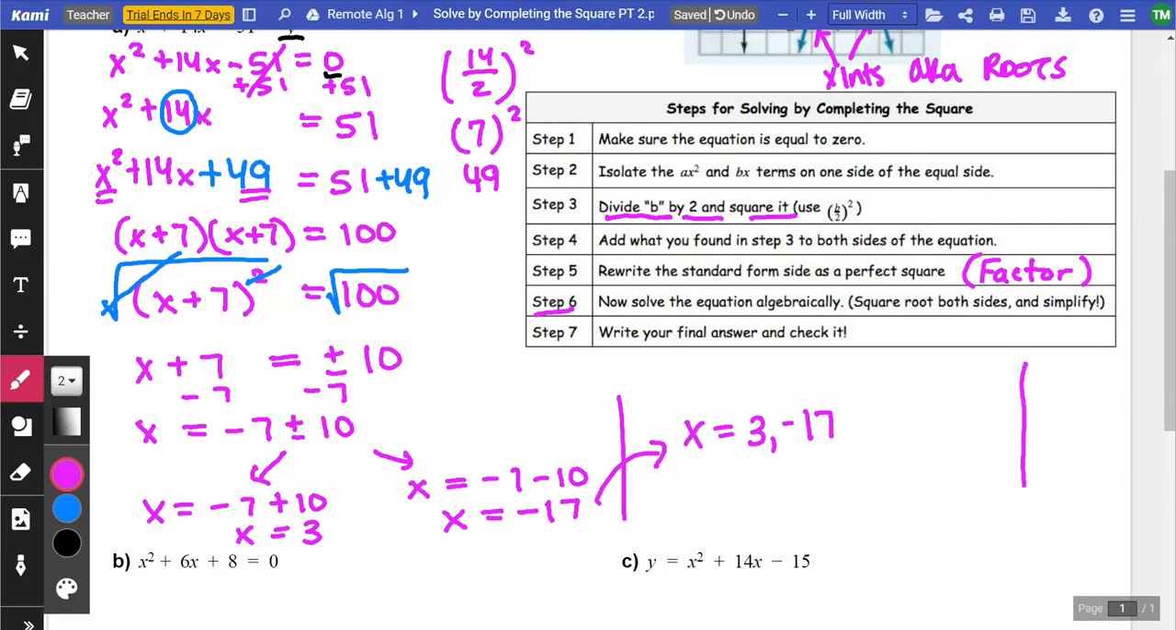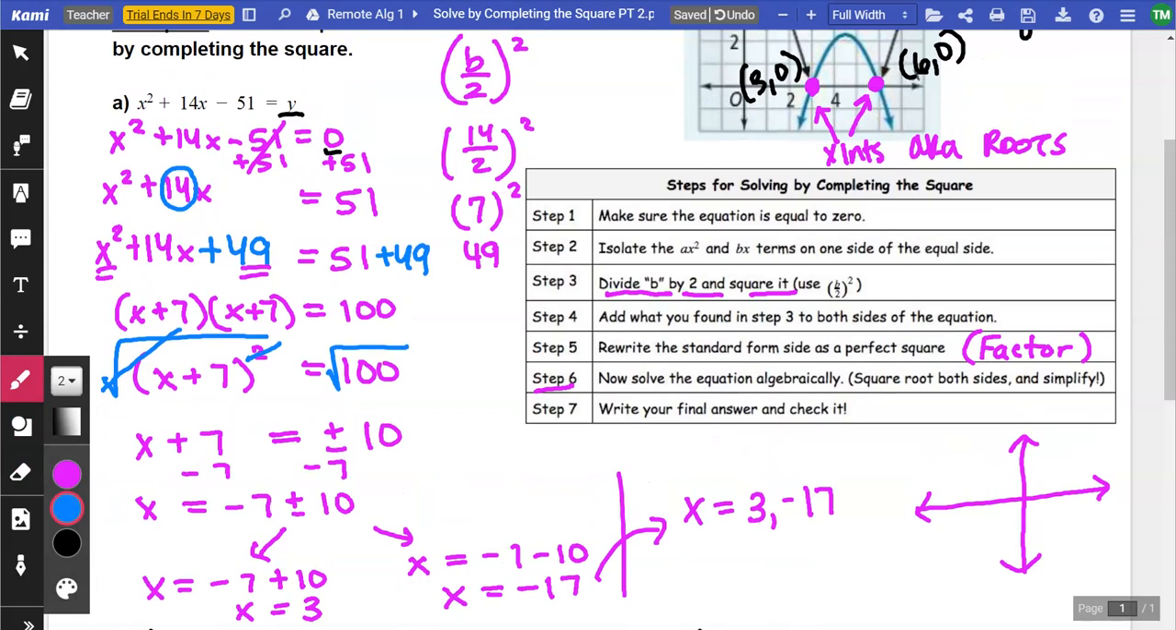That means that if I graphed this parabola, what was the original equation? If I graphed the equation y is equal to x squared plus 14x minus 51, where did I get this equation from? It's just the original equation that we solved. Where would this equation hit the x-axis? Where would our x-intercepts be? Our x-intercepts would be at positive 3 and negative 17.